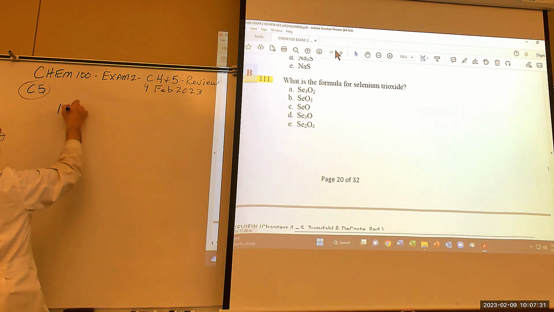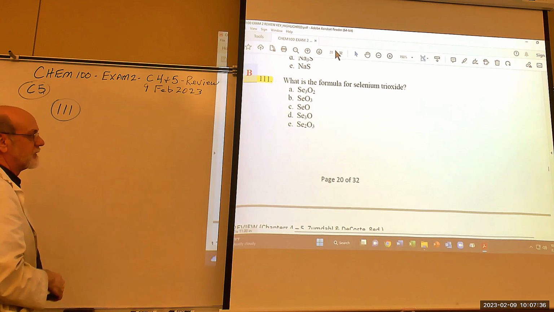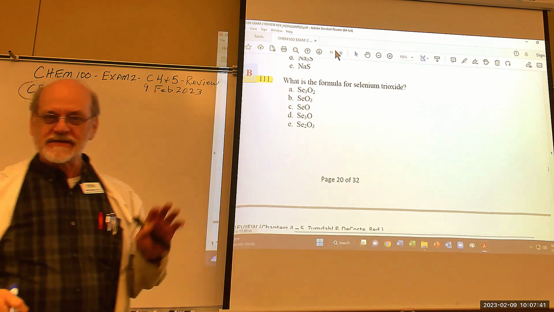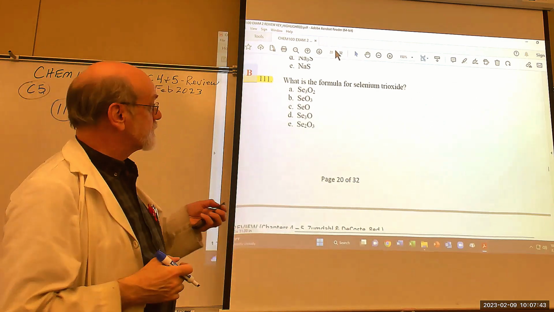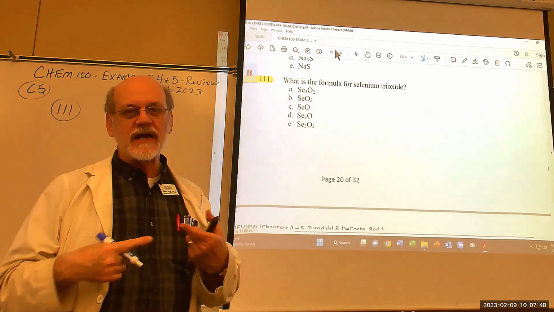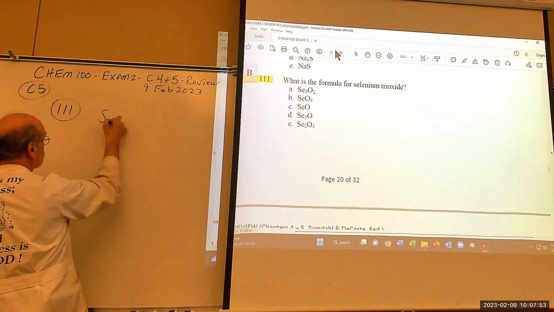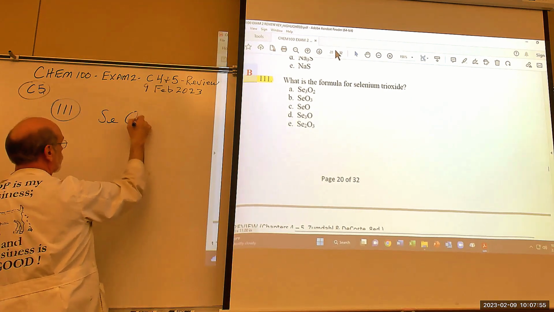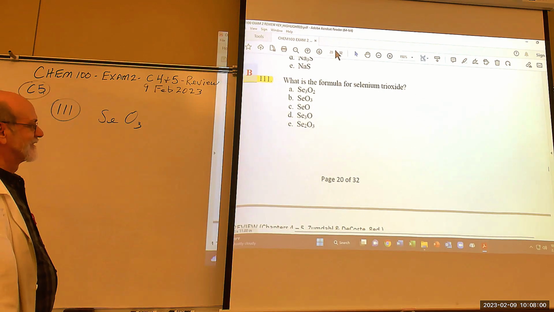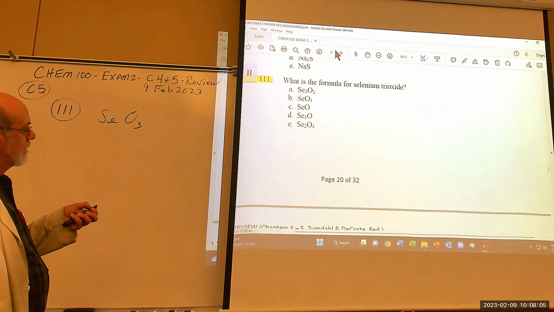(111). What's the formula for selenium trioxide? Well, this is a giveaway. If this is the correct name, and we've said how many oxygens there are, this must be a type 3 compound. So we just need to know selenium, which is 1, only one of them, and then 3 oxygens. Okay. So it should be right there.